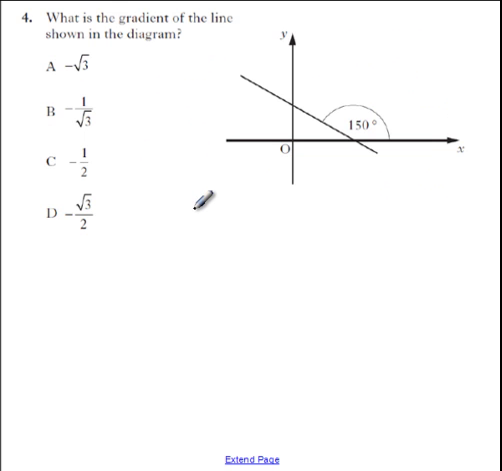We're asked to find the gradient of this line. And the gradient of this line is given by the tan of 150 degrees. And this will be an exact value. 150 degrees is related to an acute angle of 30. Second quadrant is 180 minus 30, which is 150.